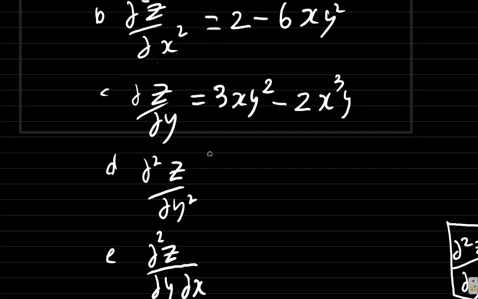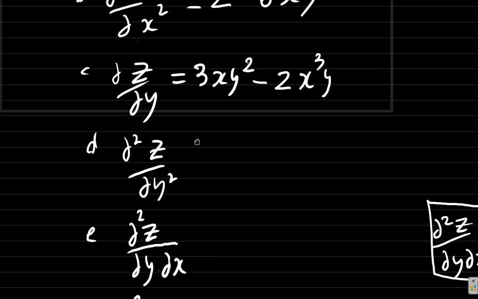Alright. Now, the second partial derivative of z with respect to y means that you're going to differentiate this with respect to y again. You differentiate it the first time with respect to y, differentiate it again with respect to y. What do you get? Well, this will be, you bring down the 2, it's 2 times 3x times y to the 2 minus 1, which is 1. But y to the 1 is just y, minus.